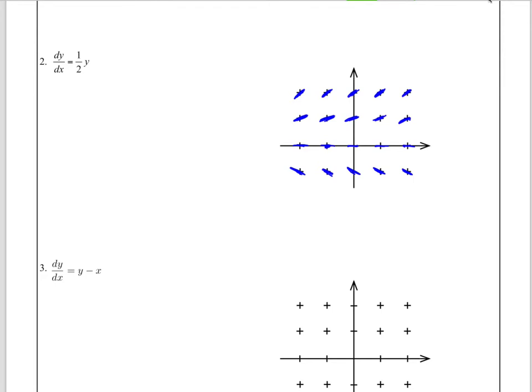On this one, they might say let's use 0, 1. So let's say we wanted to draw a solution that goes through the point 0, 1. Anybody want to go up and draw it?